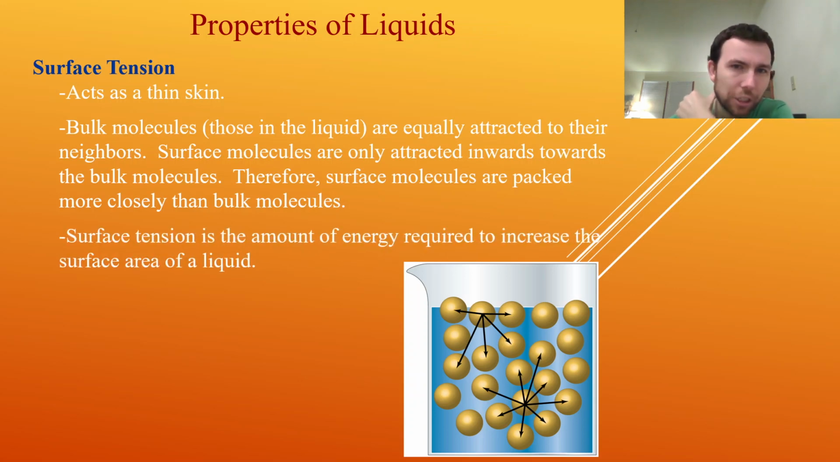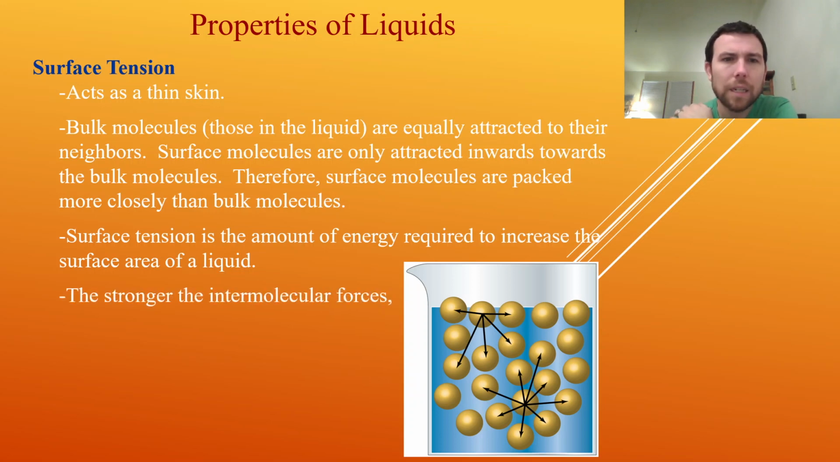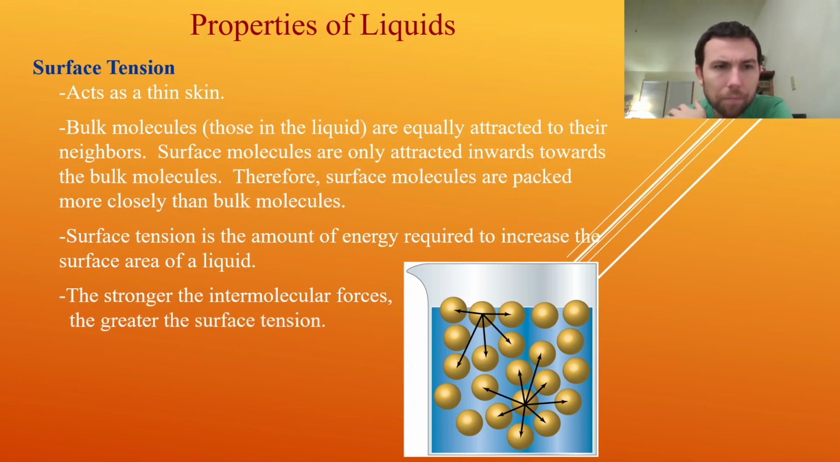Now, by definition, surface tension is the amount of energy that's required to increase the surface area of a liquid. It sounds kind of like a weird definition, but just roll with it. And so what we see is that the stronger the intermolecular forces are within our liquid, the greater the surface tension is for that particular liquid. And if you think about it, that's why certain insects like water striders take advantage of the surface tension of water, and that's what allows them to move across the surface without sinking into the water.